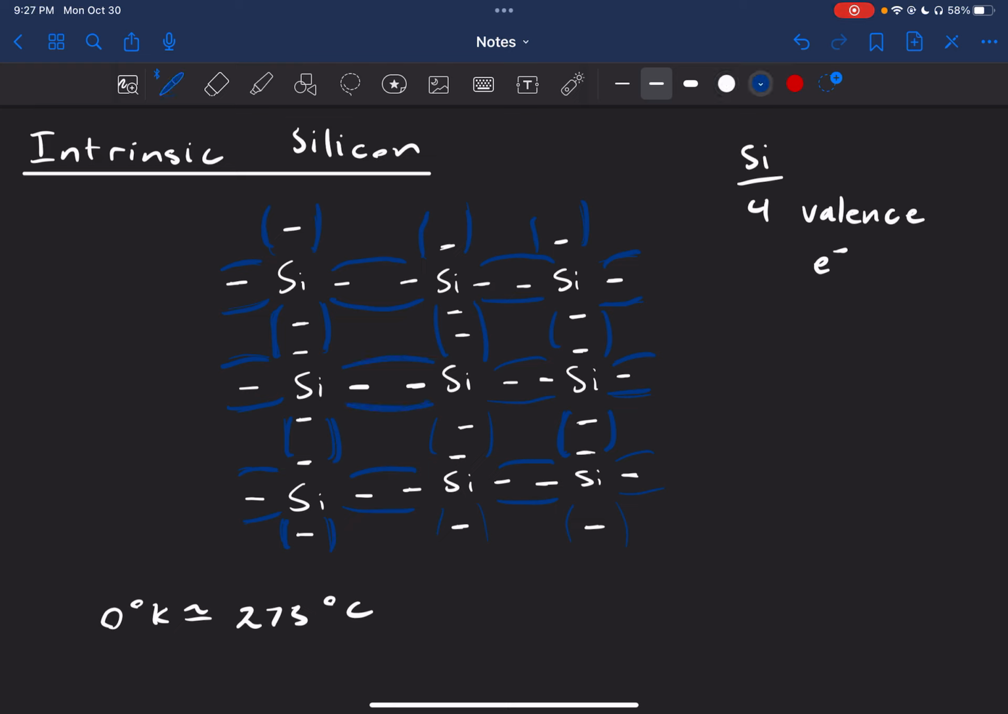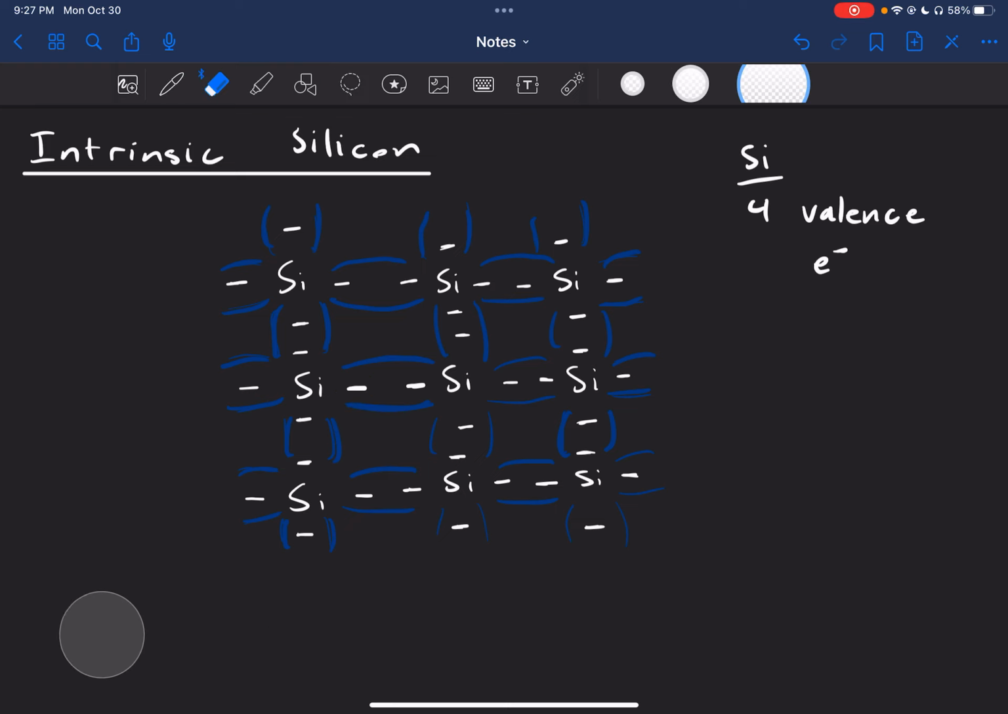So at near 0, we'll see that these covalent bonds hold the silicon atoms in place and the electrons in place. So these electrons, like say this one right here, can't move out because it's inside of this covalent bond. So it's not free to move. So it's behaving as an insulator right now.